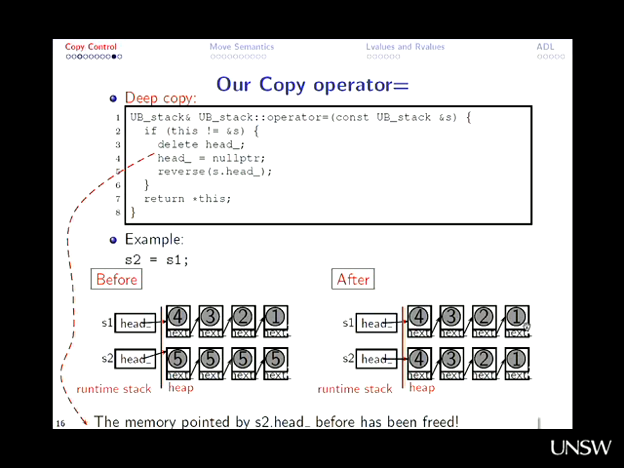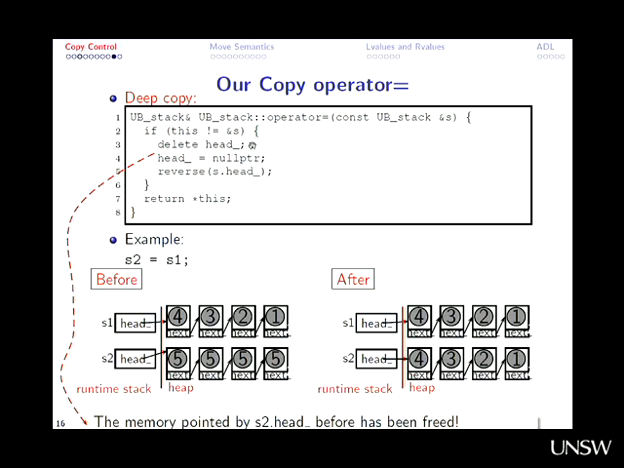How do we do it? First step, check that what you're assigning to isn't yourself. Okay? If you assign to yourself, which is perfectly valid, you can say S1 equals S1. Perfectly valid, and that copy assignment operator function is going to be called. You do not want to delete the memory that you're pointing to yourself. Okay? So step 1, check that you're not assigning to yourself.